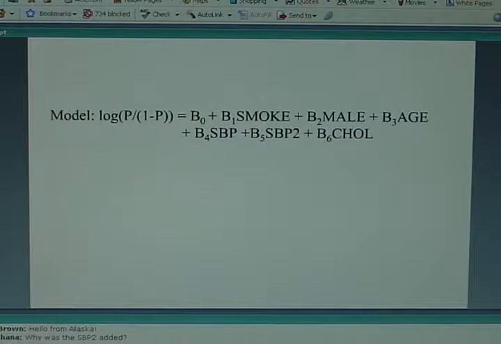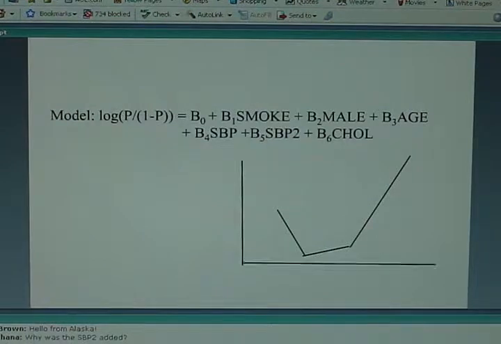For what we know, let me see if I can draw something. This might be what I would predict to be the relationship between risk of developing heart disease, with risk on the y-axis. So if this y-axis is your risk of developing disease and your x-axis is your blood pressure, other people have shown me that very, very low blood pressure, hypotension, is bad. Your risk could be high.